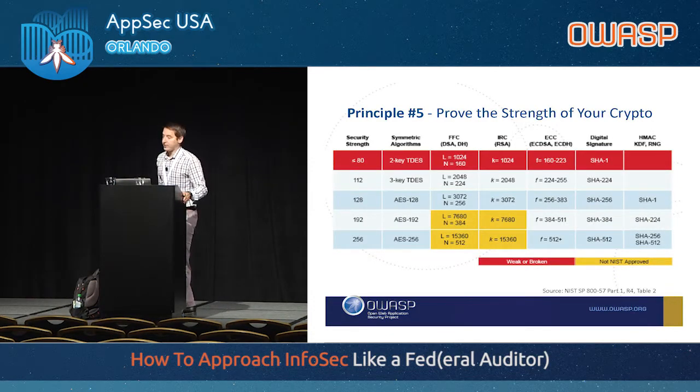So I wanted to bring up this table. This is straight from a NIST document, Special Publication 800-57. It puts all of the different algorithms that you might be using in each column, and it tells you what the security strength is of each algorithm and key size. So AES 128 is 128, and then you can see how three-key triple DES is a little less, and two-key triple DES is less than that. In FIPS land, 112 bits is the absolute minimum. So 80 bits and below is essentially considered weak or broken and not allowed for NIST evaluations.